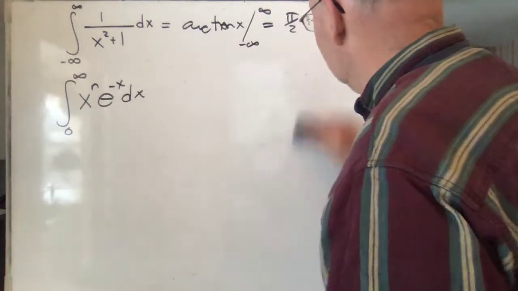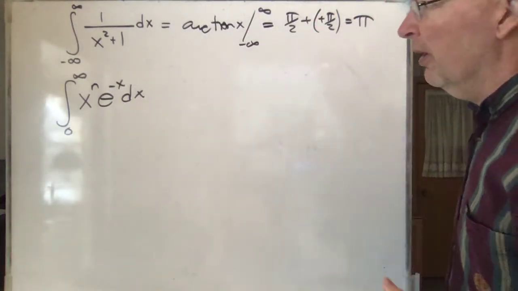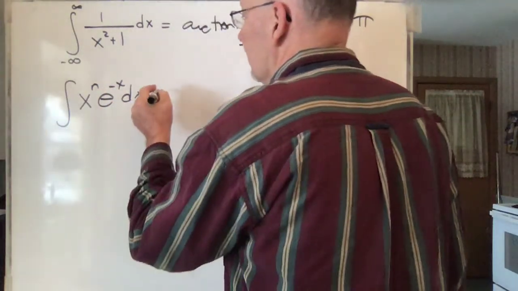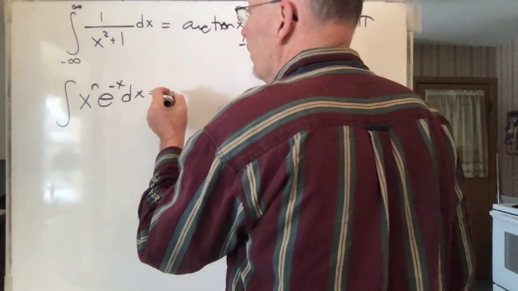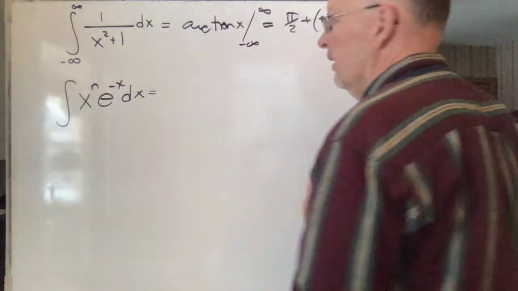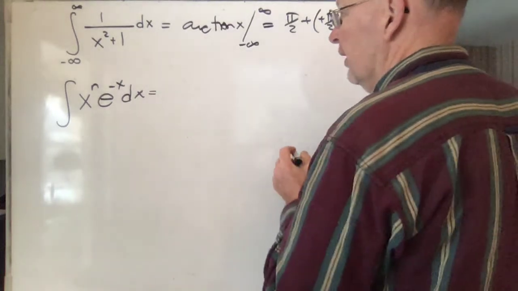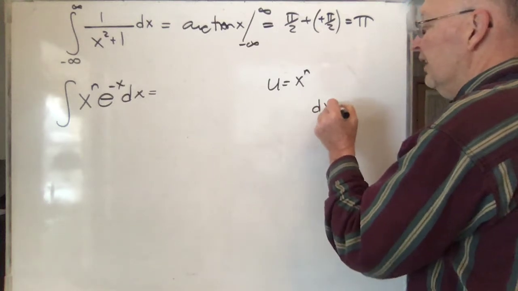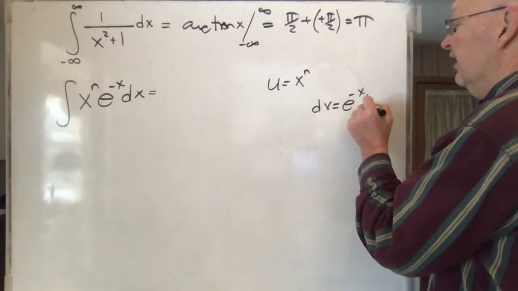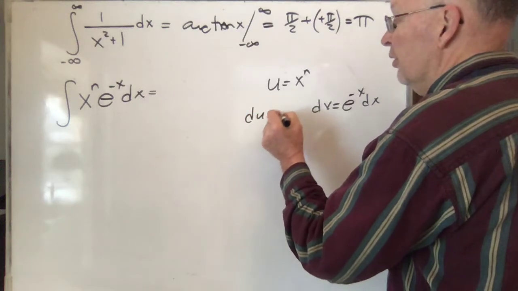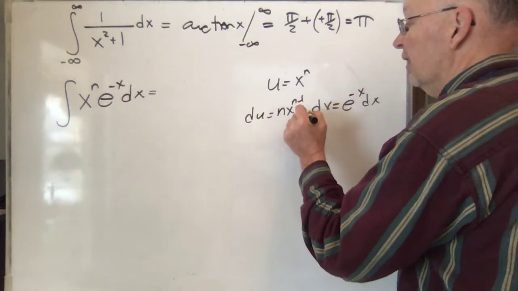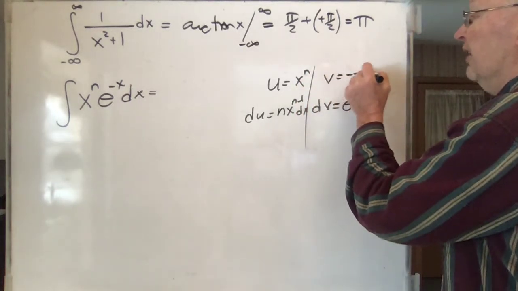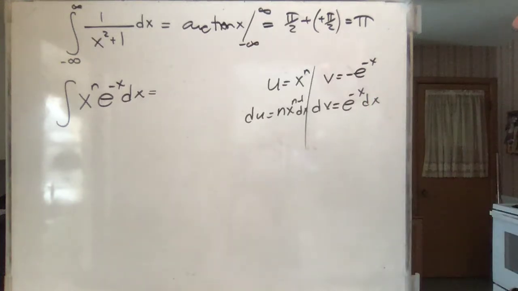And I'm going to refer you back to what we did back when we did integration by parts. When we did integration by parts, we did this problem right here and showed that it was equal to, doggone it, I can't remember it. I'm going to have to do it again. Let's just go ahead and do it. So I'm going to let u be equal to x to the n, dv be equal to e to the negative x dx, du is going to be n x to the n minus 1 dx, okay? V is equal to minus e to the negative x.